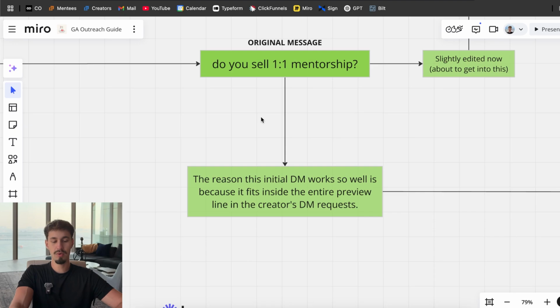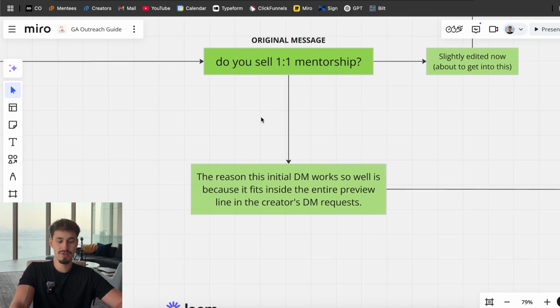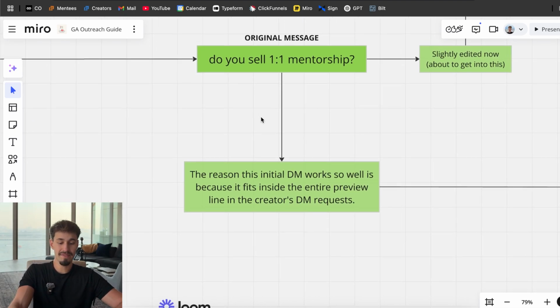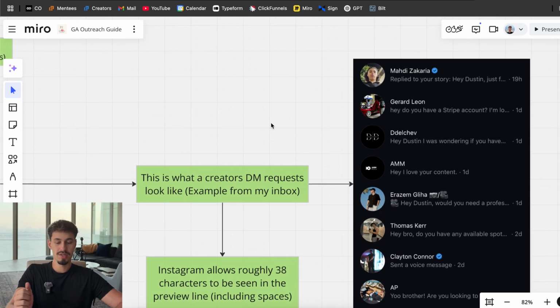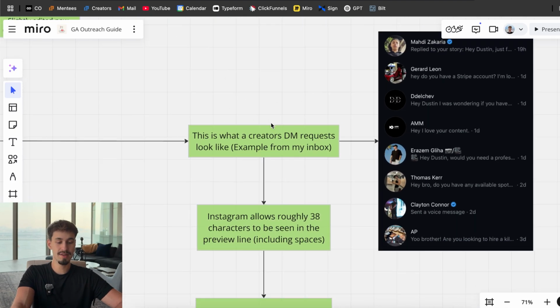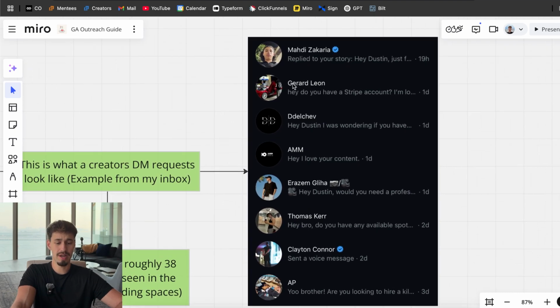Now, "Do you sell one-on-one mentorship?" Why does this initial DM work so well? It's because, A, it fits inside the entire preview line in the creator's DM request. So this is what a creator's DM request looks like. This is literally just my inbox, and I'm not even a big creator by any means.